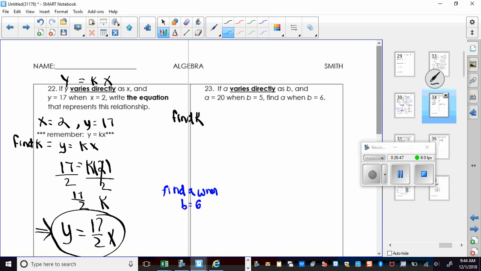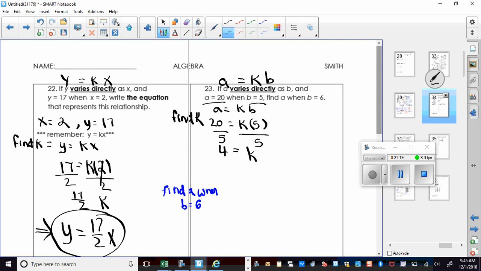So moving back, let's look at our direct variation. It's not in terms of x and y. We have a varies directly means equals k times our variable b. So a equals k times b. That means a is 20, so 20 equals k times b, which is 5, right? Solving for k, divide 5 on both sides, and k equals 4.